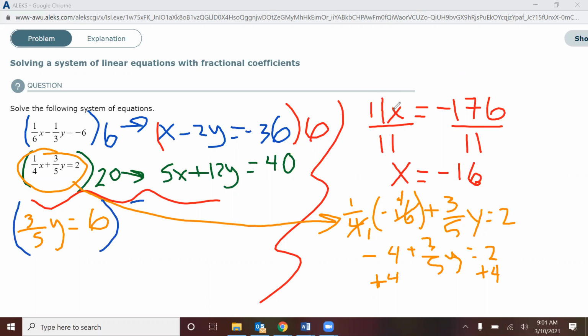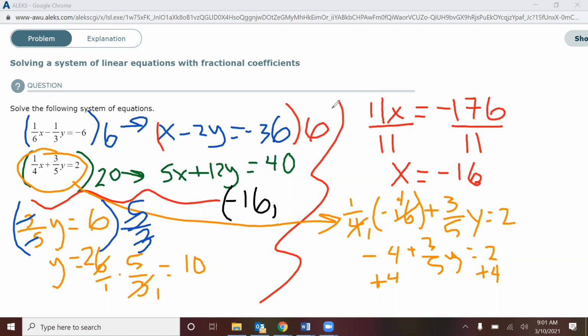I'll multiply both sides by 5/3 so that on the left, the 5 and the 3 will cancel. And on the right, I'm left with that. And I get 10. So the final answer is negative 16/10.